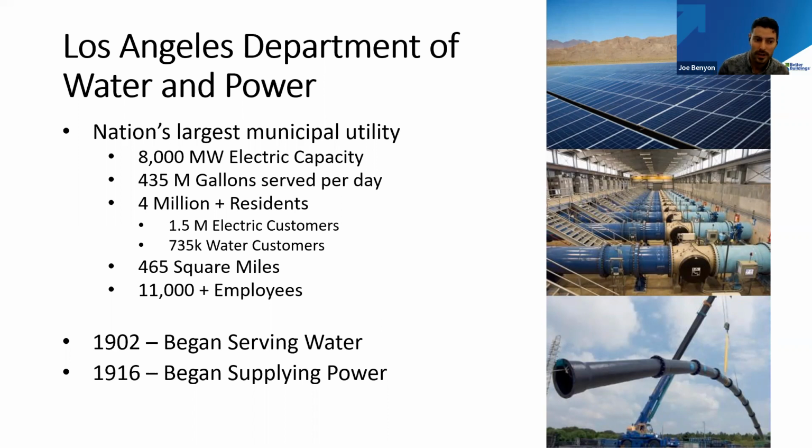A few years later, Ezra Scattergood worked with William Mulholland to open the first power plant along the Los Angeles Aqueduct and began supplying power to LA in 1916.